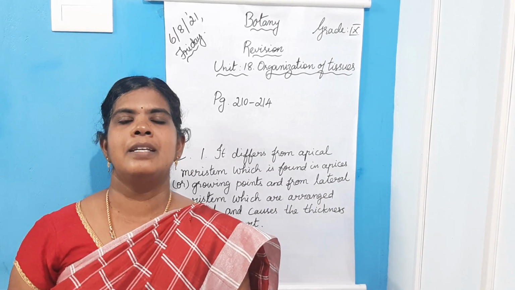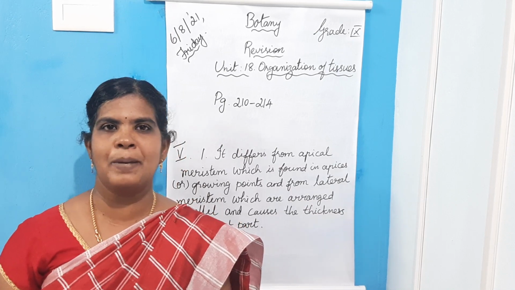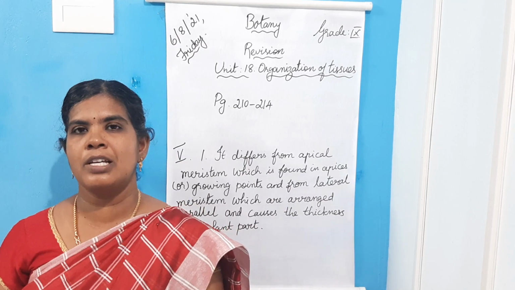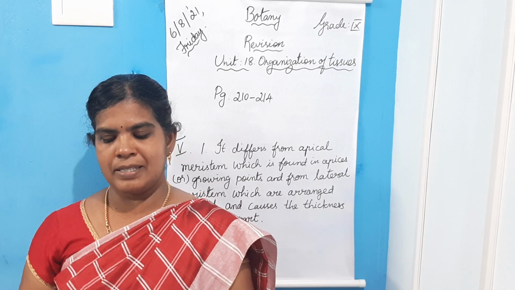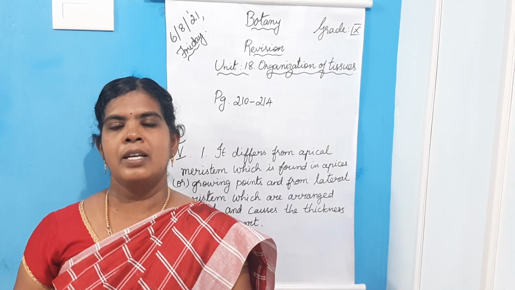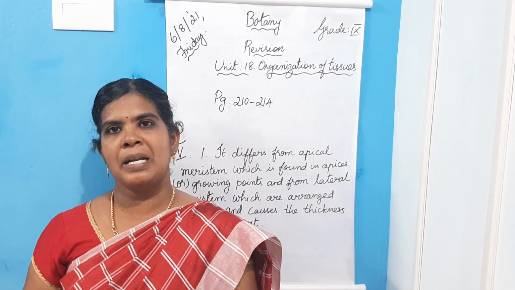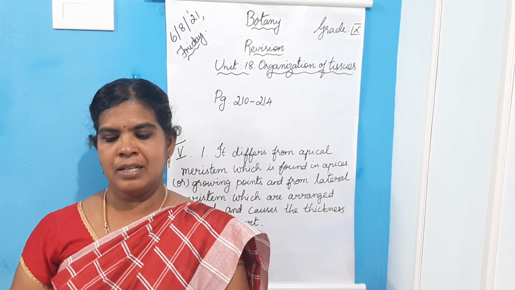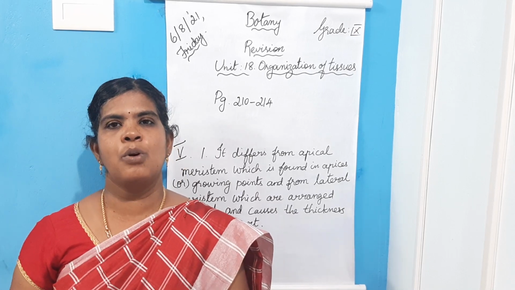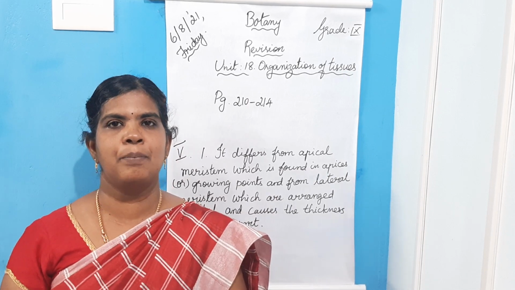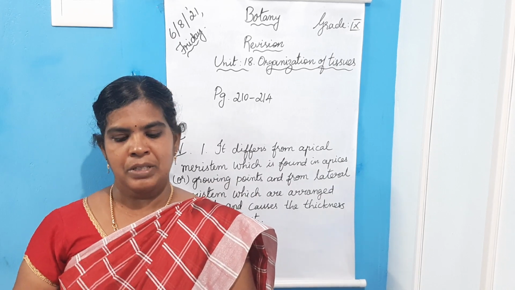Second point is intercellular spaces are absent. What is an intercellular space? Space in between the cells. Intercellular spaces are absent in meristematic tissues and present in permanent tissues. Then component cells are small in meristematic tissue and large in permanent tissue. Then fourth difference is that the cell wall is thin and elastic in meristematic tissue. Cell wall is thick in permanent tissue.